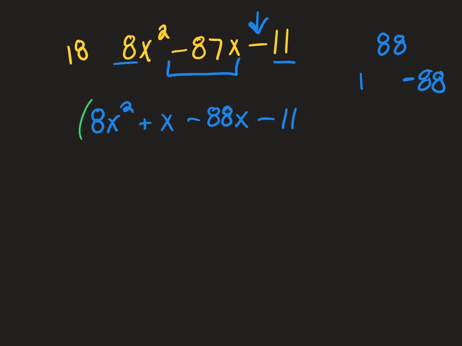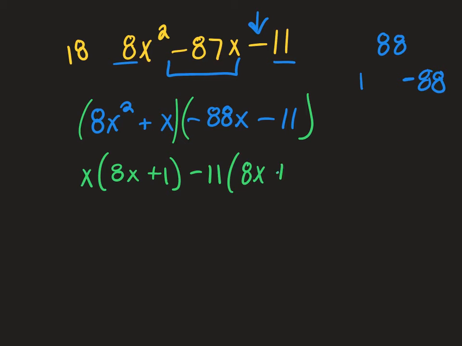And then we group it. So from the first one, we can take out an x, which leaves us with 8x plus 1. Since the signs in the second one don't match the signs in the first one, we need to take out a negative 11, which then leaves you with 8x plus 1. So then for our final answer, it's one of these. And then we bring down the coefficients.